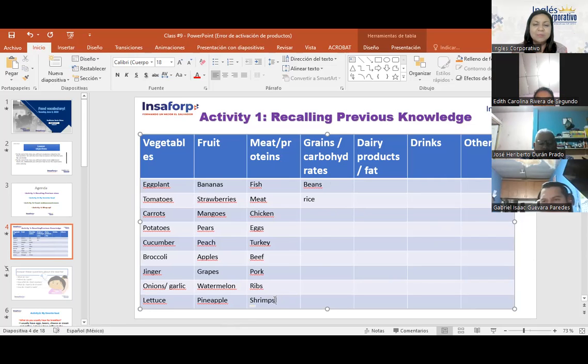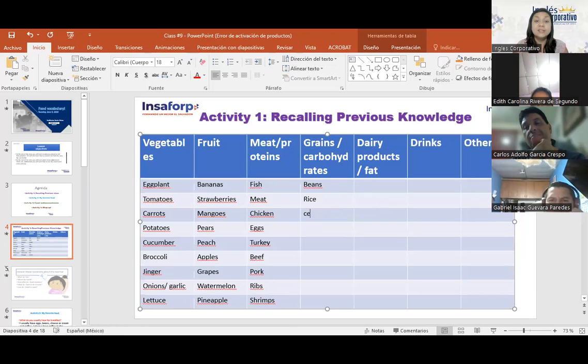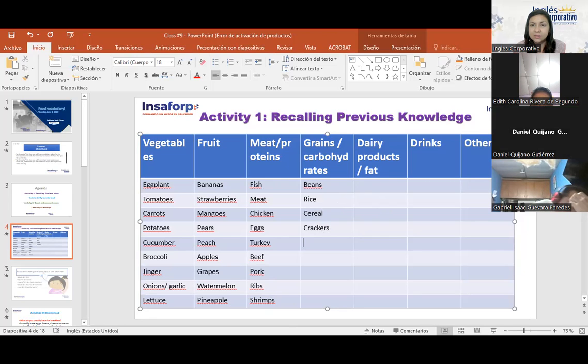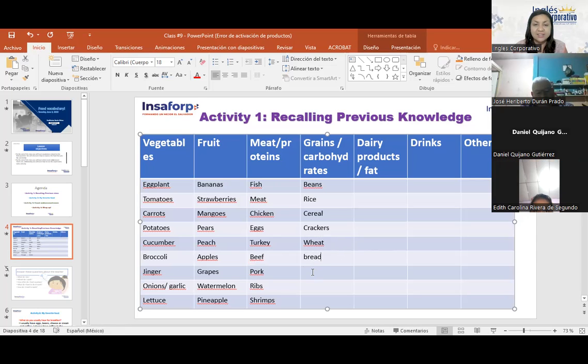Camarón? Shrimp. Do you like shrimp cocktail? I like. Okay. We have grains and carbohydrates: beans, rice. What else? Cereals. Crackers. Rice is there. Beans and rice, cereal, crackers. Meat. Wheat. Bread. Yes, bread. Tortillas, right? Tortillas.